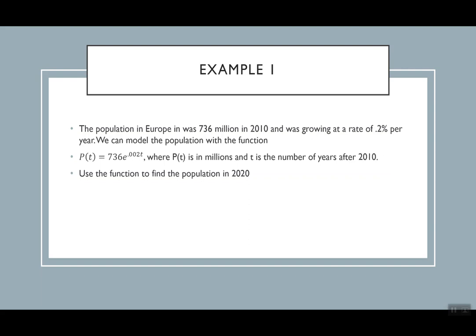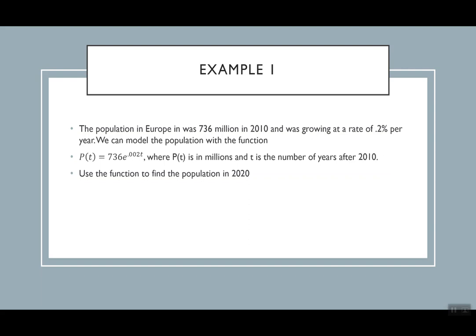So notice that 0.2 as a percent, I need to move 2 decimal places over when I go to put it as a decimal into the equation. And again, I just want you to see what the wording is doing. All this wording was just an explanation of what the function is. So the real question says, use the function to find the population in 2000.